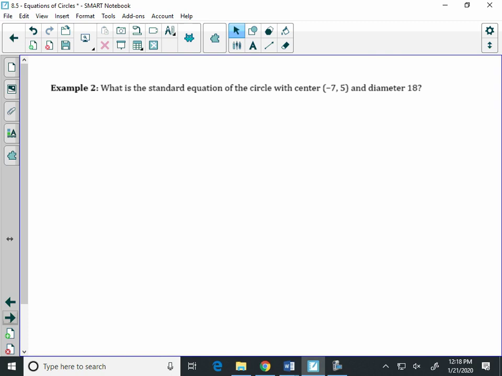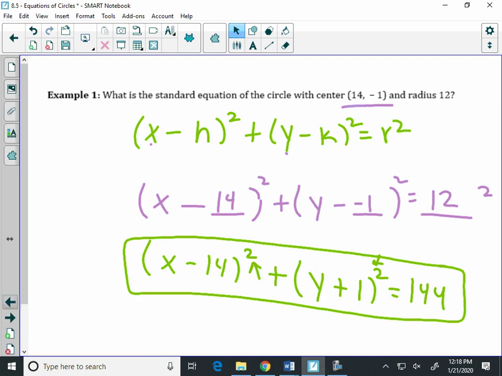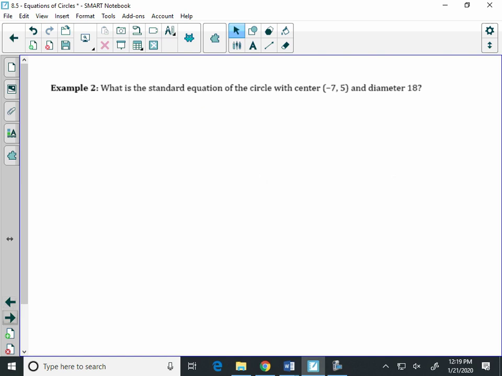Next: the equation of a circle with center (-7, 5), and the diameter is 18. Sorry, before we go into that one, again, notice that pattern. So 14 was positive. When we plugged it in, it turned negative. 1 was negative. When we plugged it in, it turned positive. So you can just do that right away. If you want to do this middle purple step, go for it. Or you can dive right into the answer. I don't care which way you use.